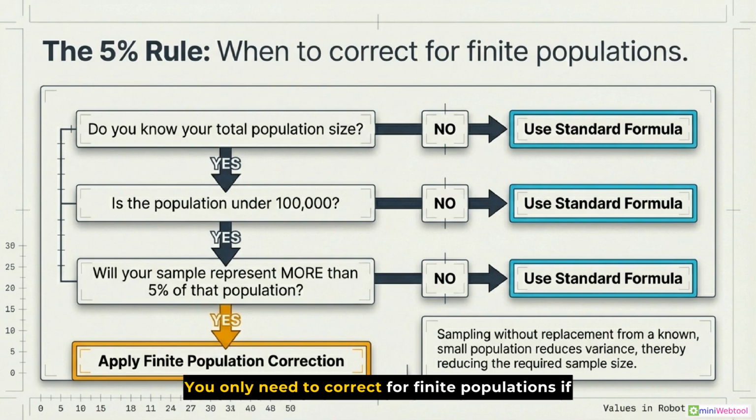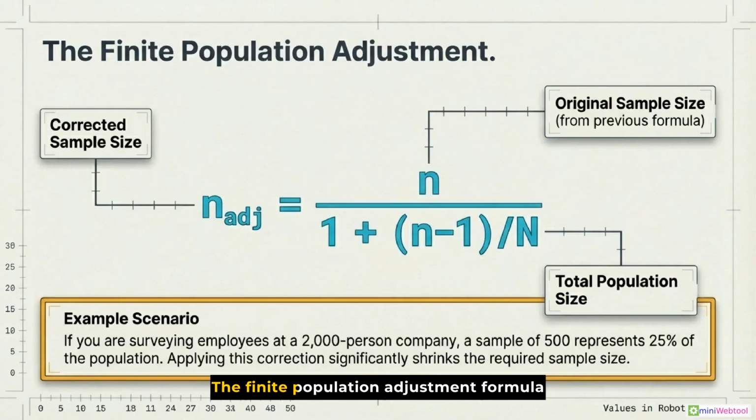You only need to correct for finite populations if you know the total size, it's under 100,000, and your sample is more than 5% of that population. The finite population adjustment formula significantly shrinks the required sample size when surveying a large portion of a small, known population, like employees in a 2,000-person company.